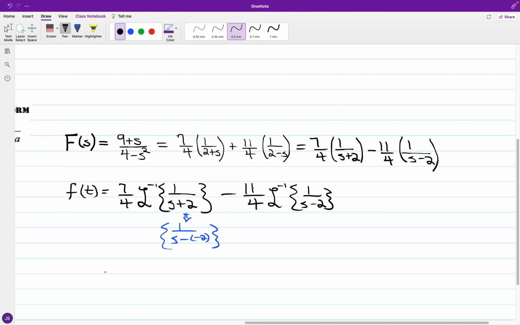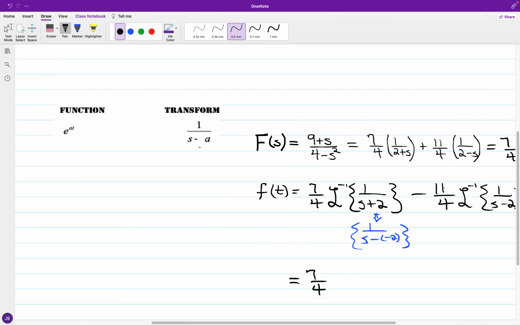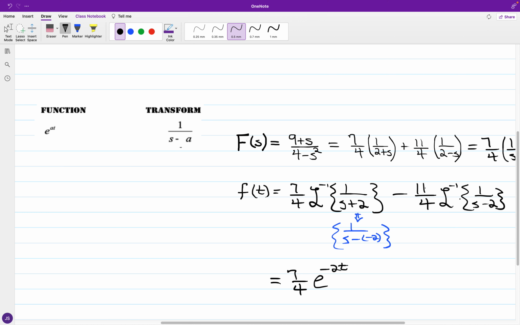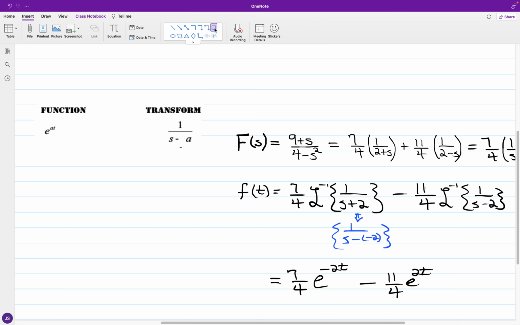So for what I'm going to have in terms of f of t, you got 7/4 of the inverse Laplace transform of s minus negative 2. So a is negative 2, and your corresponding function part will be e to the negative 2t. And we have the inverse Laplace transform of 1 over s minus 2, where this time a is going to be 2. So we're going to have altogether 7/4 of e to the negative 2t minus 11/4 of e to the positive 2t. And that'll be the final result.